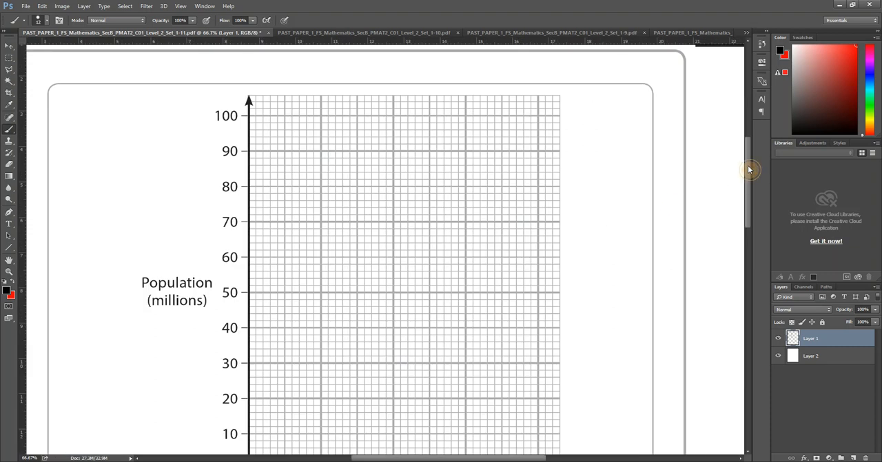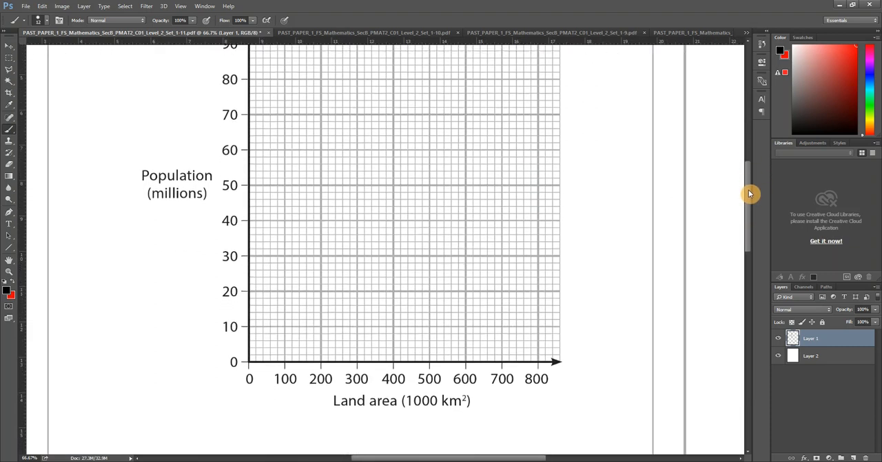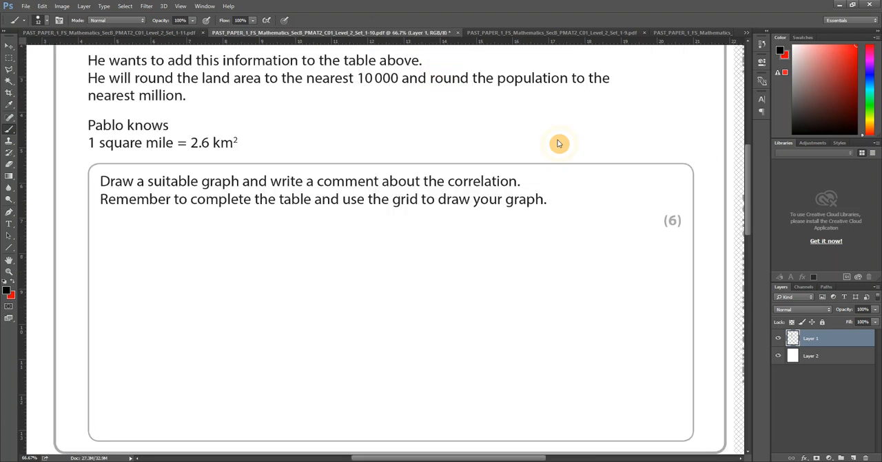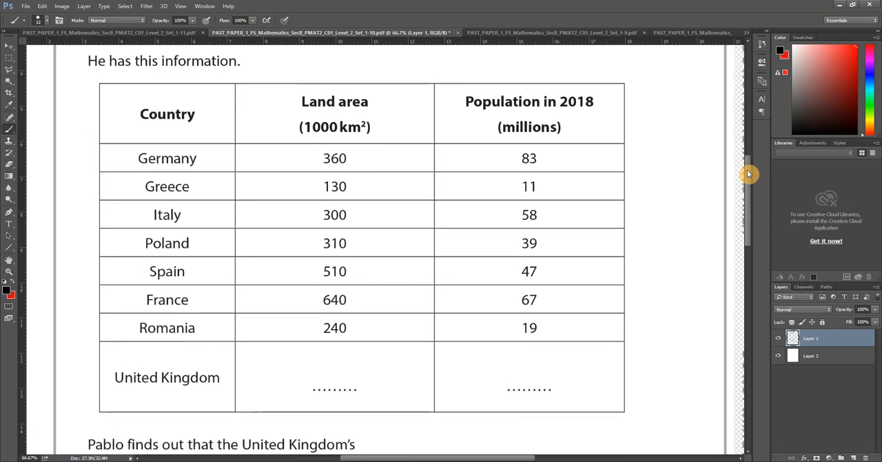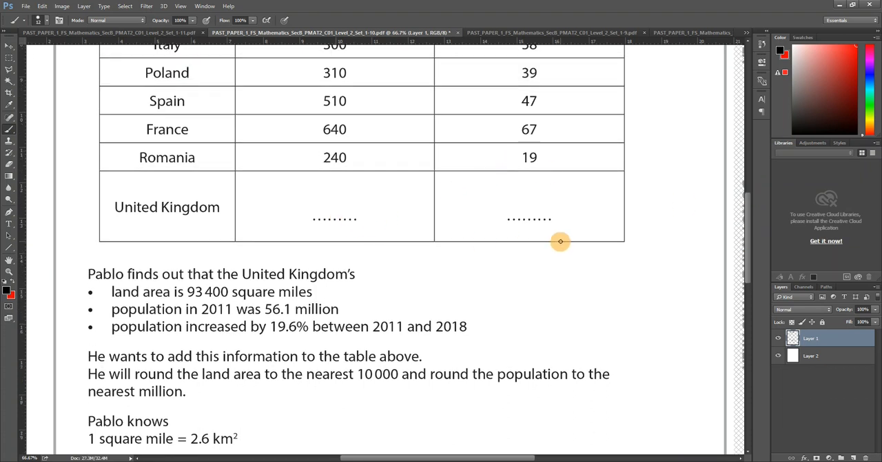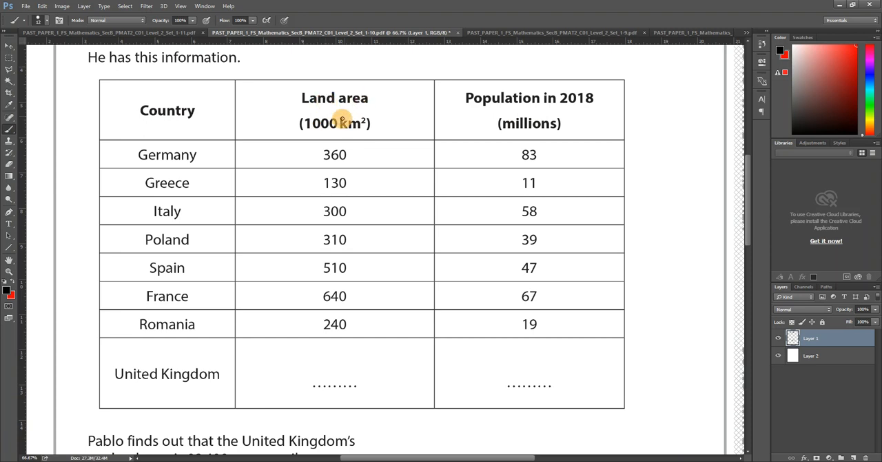Yes, it is. This is going to be a scatter graph, on the next page. We'll come to the scatter graph in a minute. Let me just go back to the original question. So we have to fill in the blanks here and here. So they're going to be land area in thousands and population.